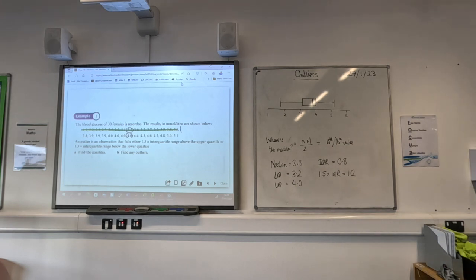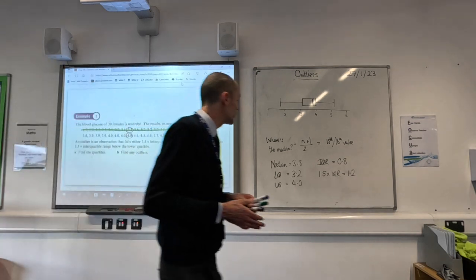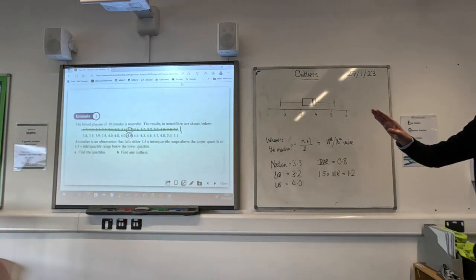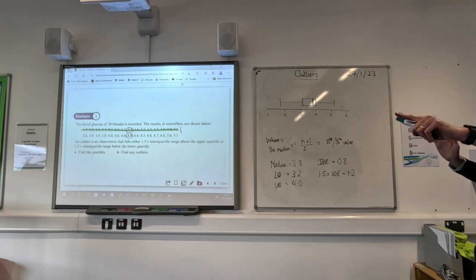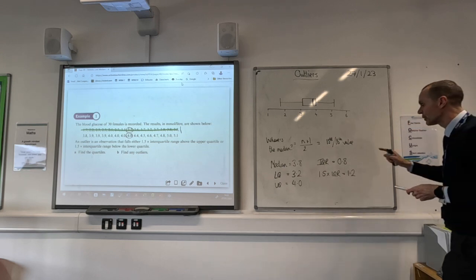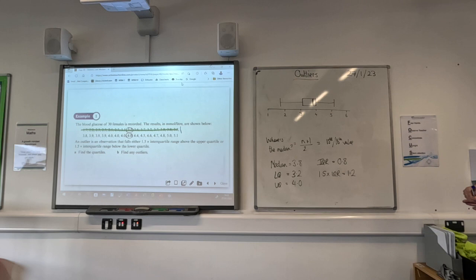So, with this question, the definition of an outlier is 1.5 interquartile ranges above or below the upper or lower quartile. So are we happy with the way I've done the lower and the upper quartile? I always start with the median, and then I find the median of the values below the median, and the median of the values above the median. So my interquartile range is 0.8, and 1.5 times that is 1.2.